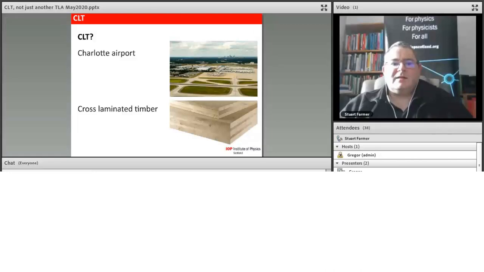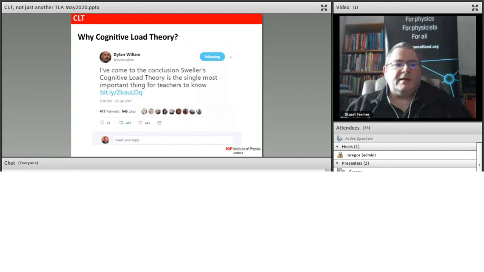So hopefully what I'm going to do today is to give a little bit of a background introduction to that, and some strategies that you can use in the classroom that are based on some of the underlying parts of cognitive load theory. So having myself become a little bit aware of it in 2016 or so, I think the interest certainly within the UK around cognitive load theory really took off early in 2017 when Dylan Wiliam posted this tweet in January 2017.